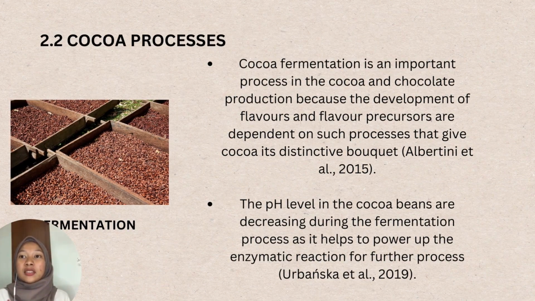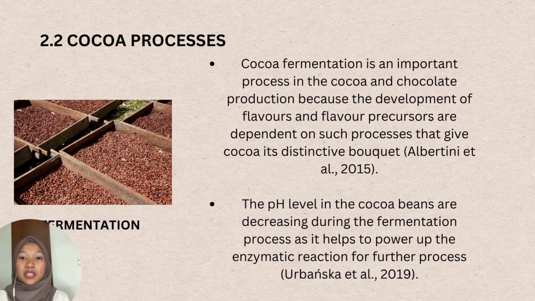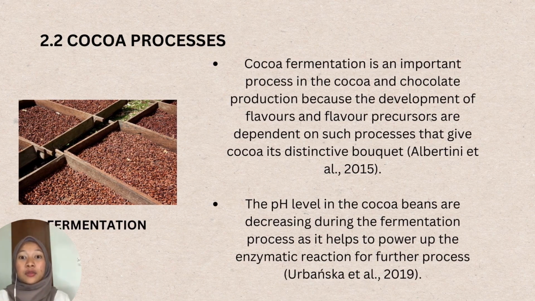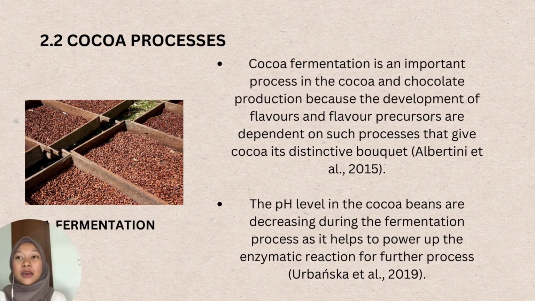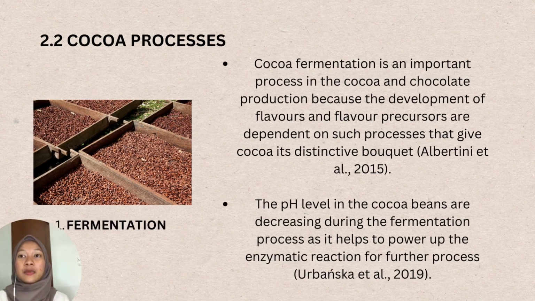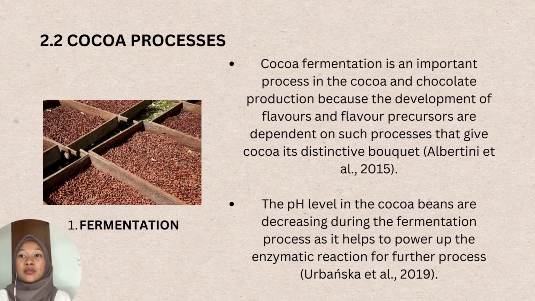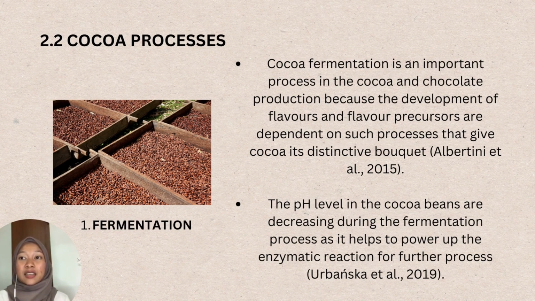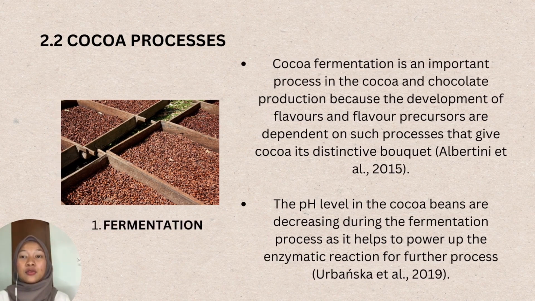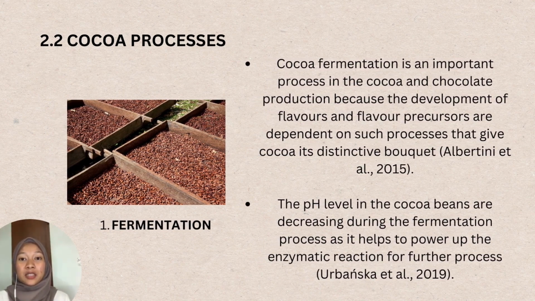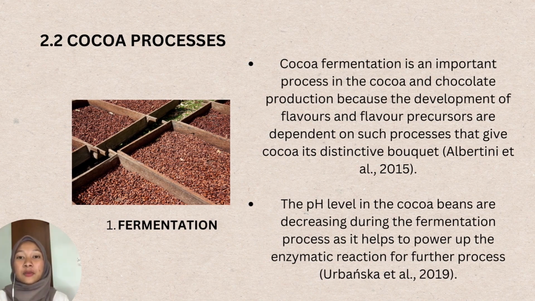Okay, the processes start with pulp pre-conditioning, fermentation, drying, and also roasting. All the processes are important to obtain the best version of the cocoa product and to develop the best chocolate characteristics, as raw cocoa is considered inedible or undesired food because of the unpleasant and astringent taste it provides. Okay, so the first process is called fermentation.